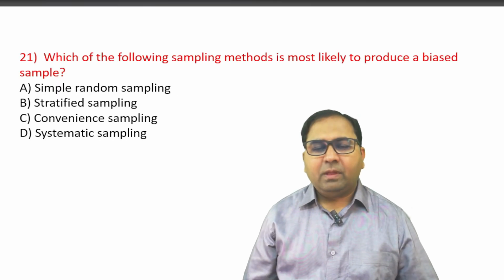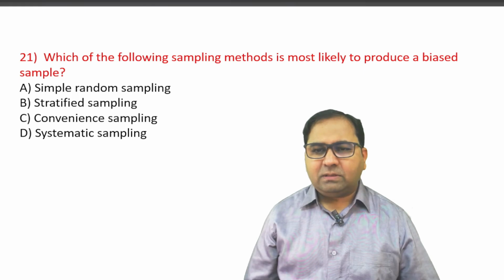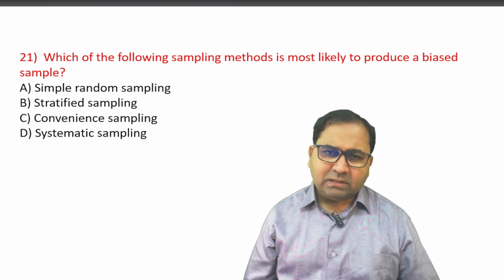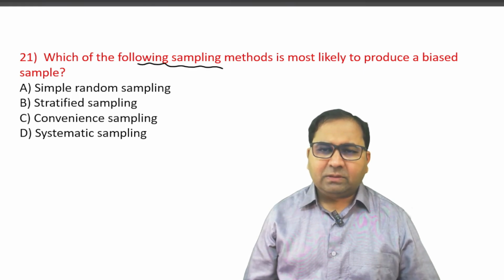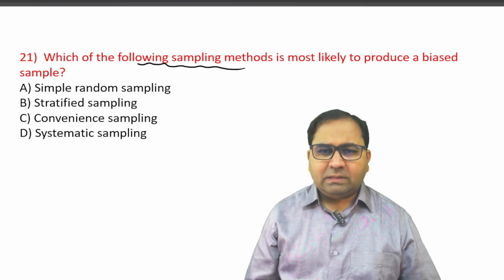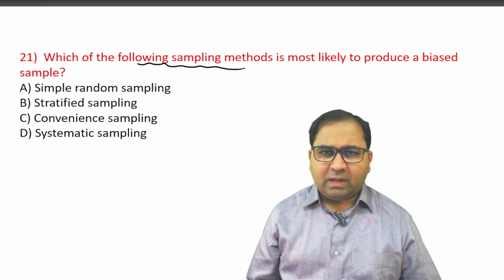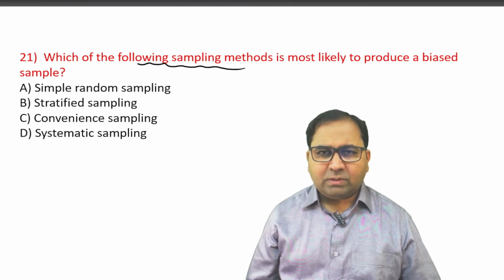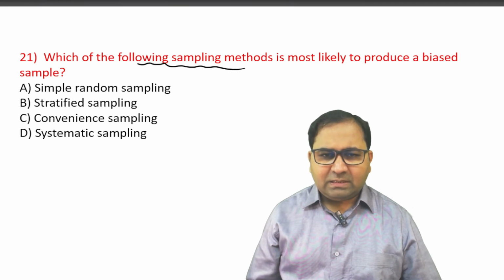Now the next question. Which of the following sampling methods is most likely to produce a biased sample? The options are A. simple random sampling, B. stratified sampling, C. convenience sampling or D. systematic sampling. So which of the following sampling methods is most likely to produce a biased sample? The answer is C. convenience sampling.